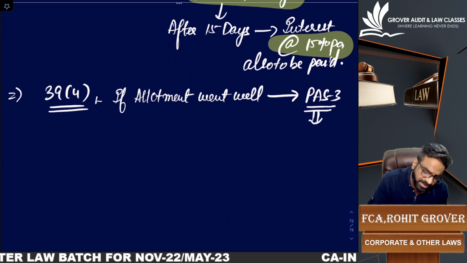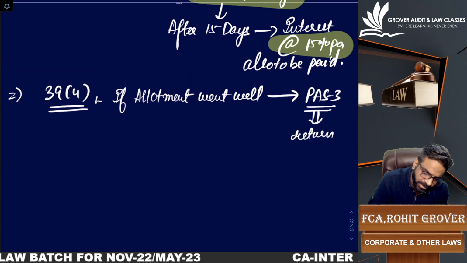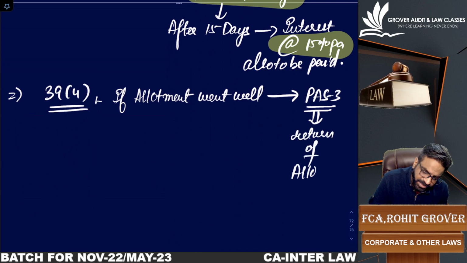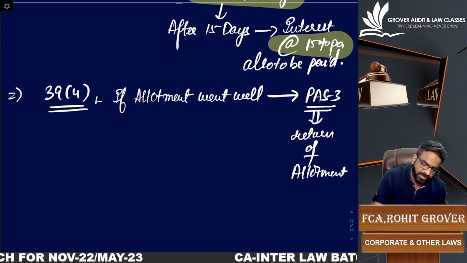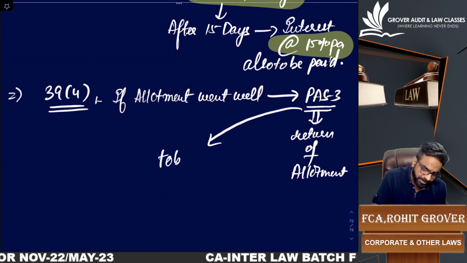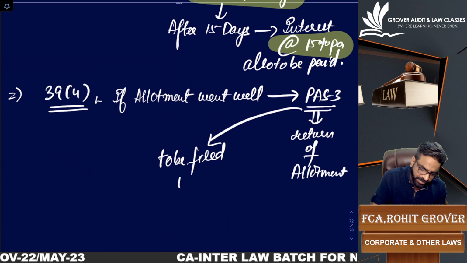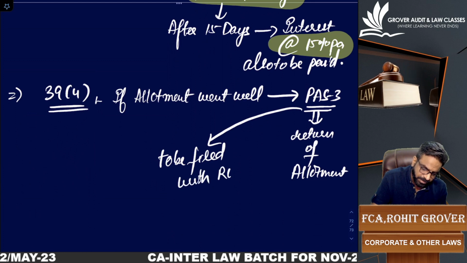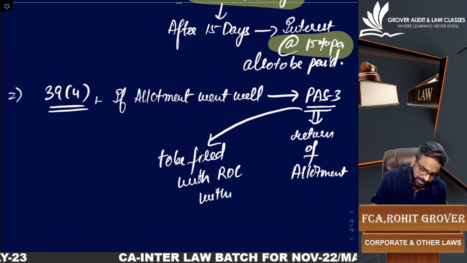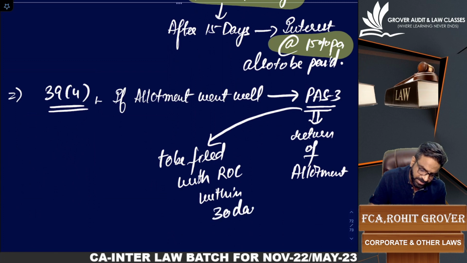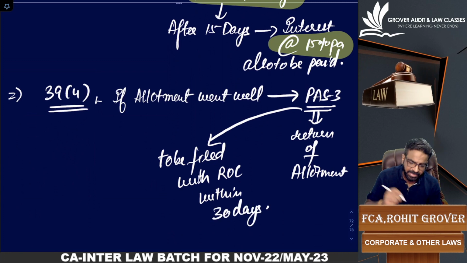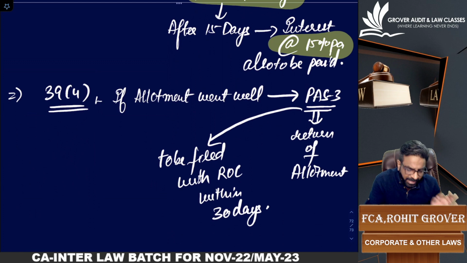Sir, what is PAS 3? It is known as return of allotment. What is the name of PAS 3? Return of allotment, to be filed with ROC within 30 days. Within how many days? 30 days. So in case everything went well, file PAS 3.